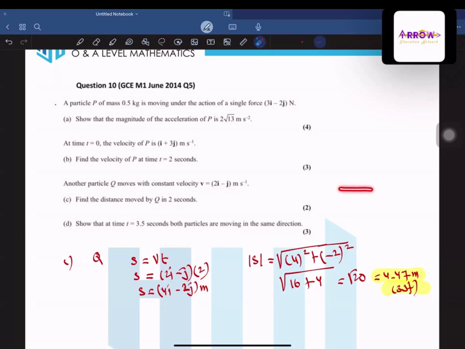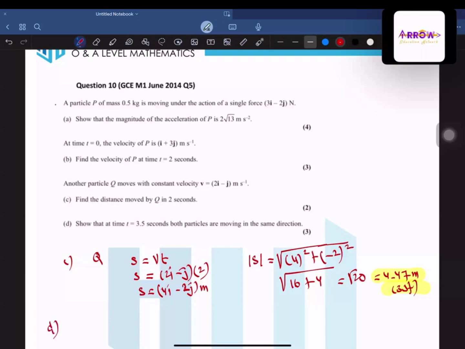Let's say something like this, 2i minus j. Particle Q is moving with constant velocity throughout. However, particle P has constant acceleration, which means that particle P's velocity is changing every time. With every value of t, the velocity of particle P is changing. So at t equals 3.5 seconds, we need to identify the velocity vector of particle P, because particle Q has the same constant velocity throughout its journey.